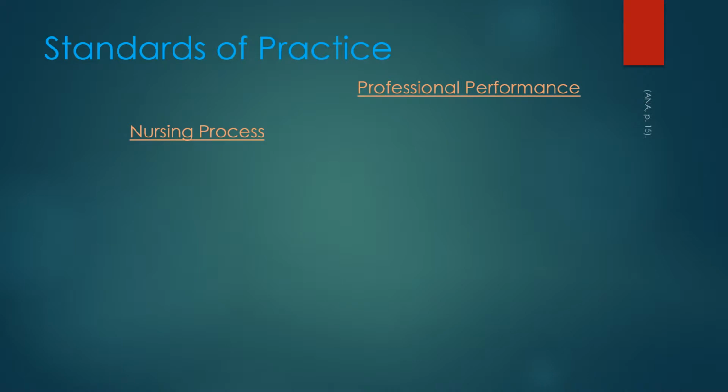Standards of nursing practice, as defined by the American Nurses Association, are divided into two components: nursing process and professional performance. Standards 1 through 6 relate to the nursing process and include Standard 1, assessment. The registered nurse collects pertinent data and information relative to the healthcare consumer's health or situation. Standard 2 is diagnosis. The registered nurse analyzes assessment data to determine actual or potential diagnoses, problems, and issues. Standard 3 is outcomes identification.